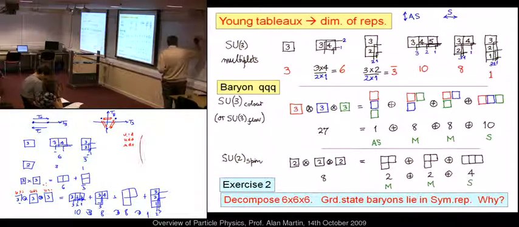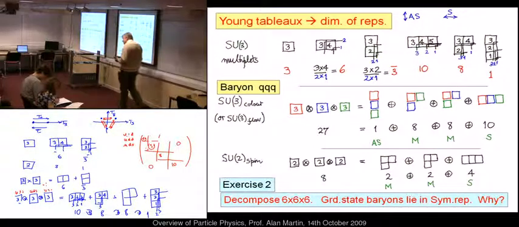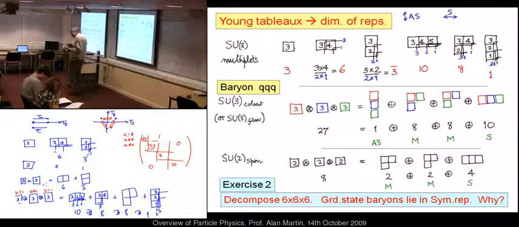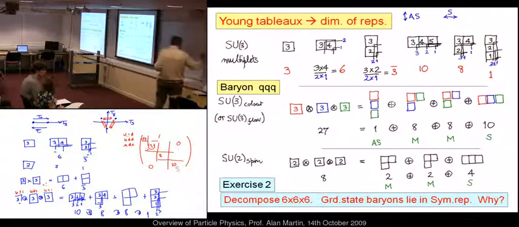So I've got my 27 states like this, and it turns out that they block diagonalize rather like this. I've got a 1 here, 8 here, 8 here, and 10 here. When I do a group rotation, this rotates round here, this rotates round here, and there's 0 outside. It's block diagonal in dimensions of 1, 8, 8, and 10. The ground state baryons live in this representation here.